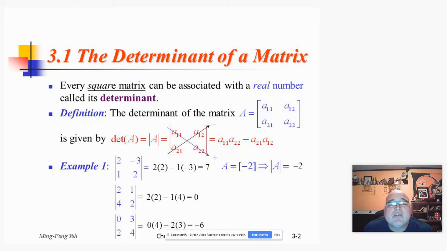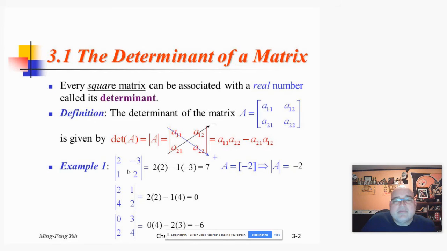Every square matrix can be associated with a real number that's called its determinant. The way you find the determinant of a 2 by 2 matrix is simply to take the difference of the cross products. So, row 1, column 1 times row 2, column 2, minus row 2, column 1 times row 1, column 2. Look at the examples. That's a little easier to see.